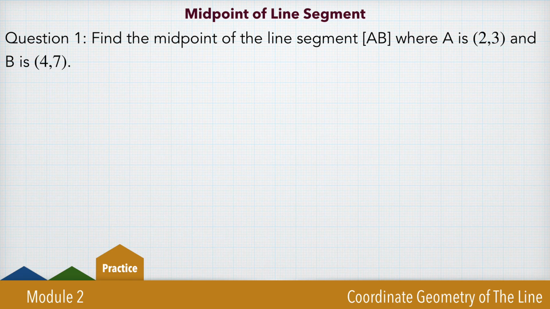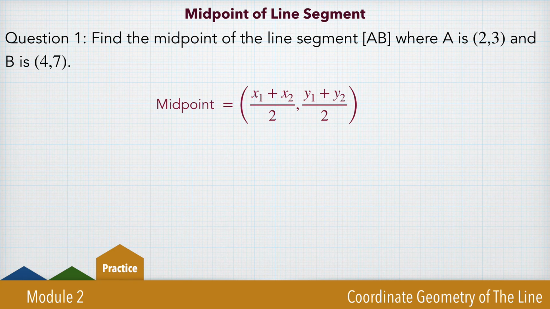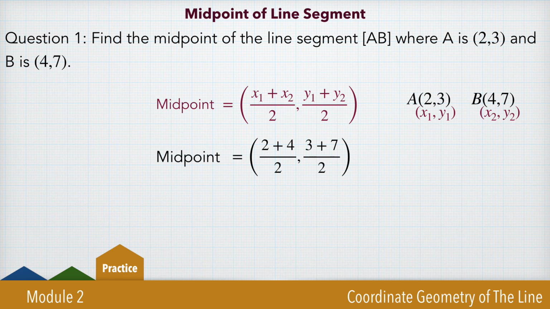In this practice question, we must find the midpoint of the line segment AB, where the coordinates of A is 2, 3, and the coordinate of B is 4, 7. As we have the coordinates of the 2 points, we can use the midpoint formula. We start by labelling the coordinates x1, y1 and x2, y2. Next, we substitute the values into the formula as labelled. We can now tidy up each side of the comma, giving us a midpoint of 3, 5.